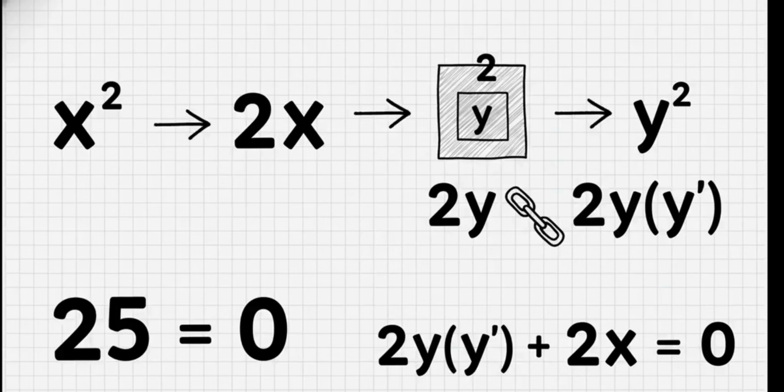The derivative of x squared? Easy, that's just 2x. The derivative of the constant 25? Even easier, that's just 0. But that y squared term, that's the special one. See, we have to remember that y is really some function of x, so we have to use the chain rule. The derivative of the outside is 2y, but then we have to multiply it by the derivative of the inside, and the derivative of y is just y prime. This step right here is the absolute heart of implicit differentiation.